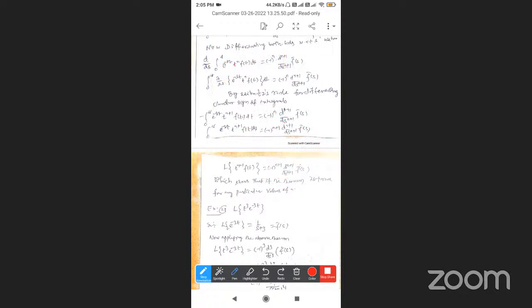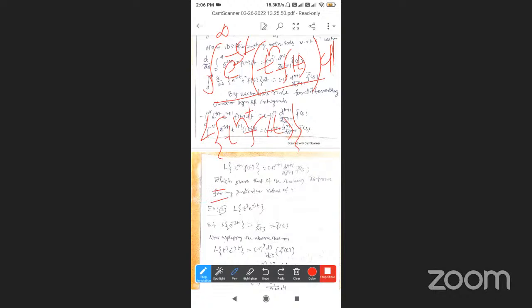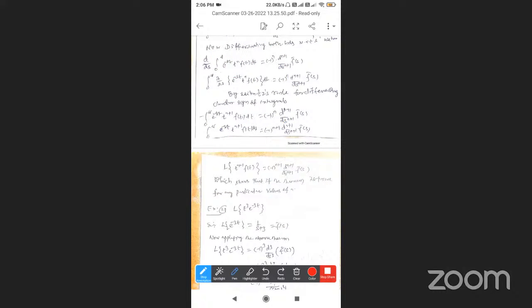So the left hand side can be written in this form: the integral 0 to infinity e power of minus st into t power of n plus 1 into f of t dt. This is the Laplace transform of t power of n plus 1 into f of t, which is equal to minus 1 whole power of n plus 1, d power of n plus 1 by ds to the power of n plus 1 into f bar of s. So the theorem is true.